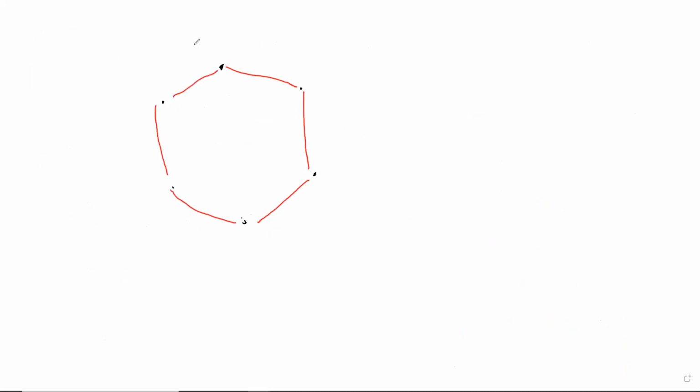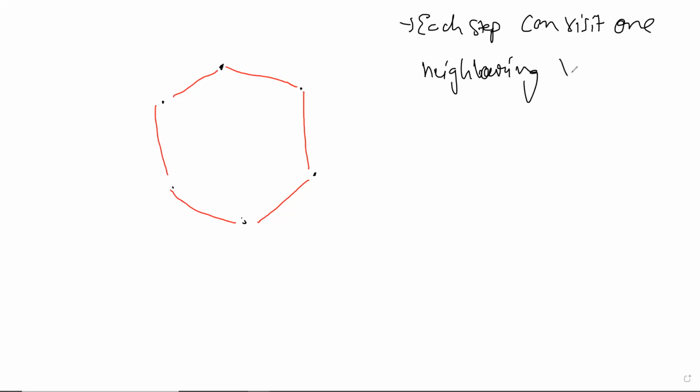Okay, so the move is that each step can visit one neighboring vertex. So if you are here, you can either visit here or you can visit here and nowhere else. That is what it is. Okay, either clockwise or anti-clockwise, any one visit.